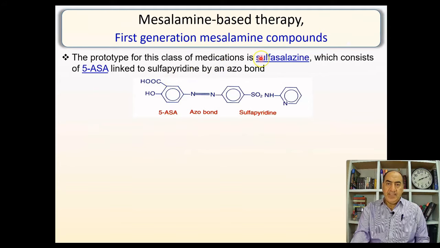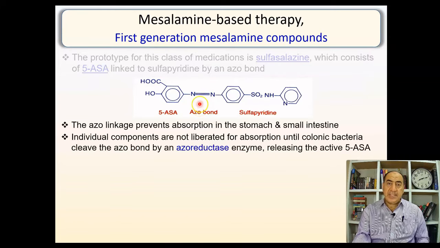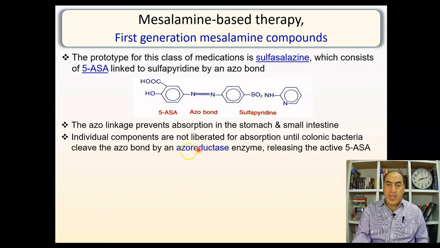As we said, sulfasalazine is the prototype of this class. It consists of 5-ASA linked to sulfapyridine. Sulfapyridine is a sulfonamide, but here it's not used for its antibacterial action. It's bound to 5-ASA by an azo bond. Why? Because this will allow 5-ASA to stay intact through the small intestine until it reaches the colon, where this azo bond will be cleaved by the azoreductase enzyme that releases the active 5-ASA. So now sulfapyridine is just a carrier molecule.